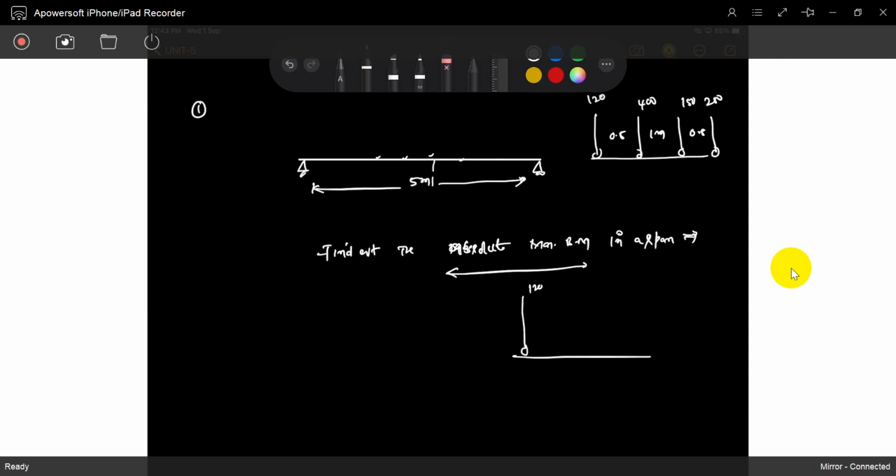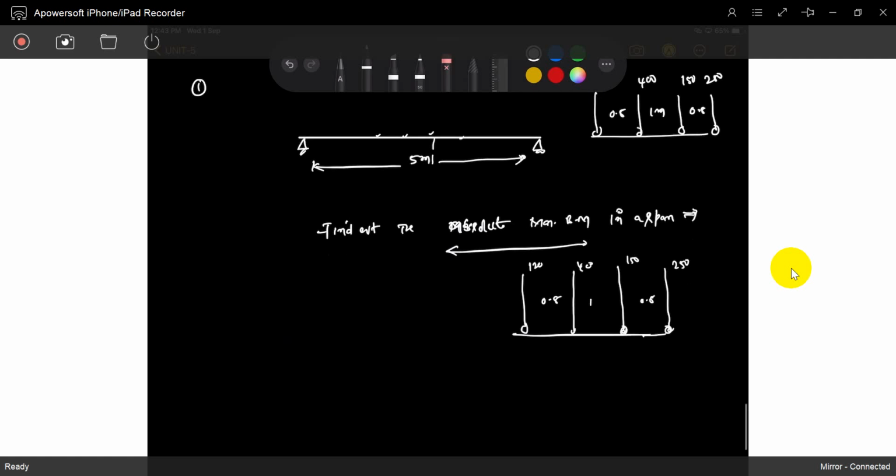The loads are 120, 400, 150, 250, with spacings 0.8, 1, 0.8. Find out the center of gravity of the loading system. Just take these 4 loads. What is the center, where the total load is acting? The center of gravity.